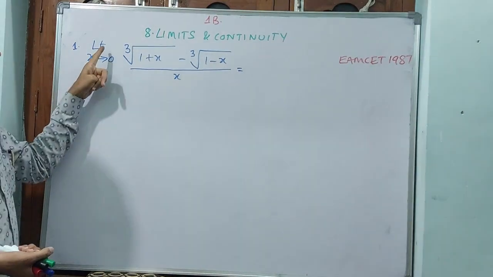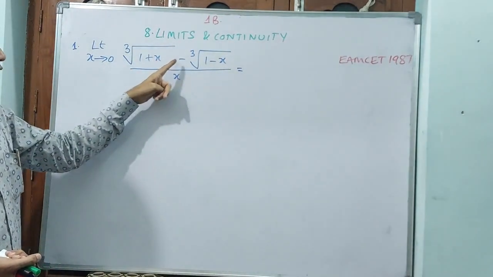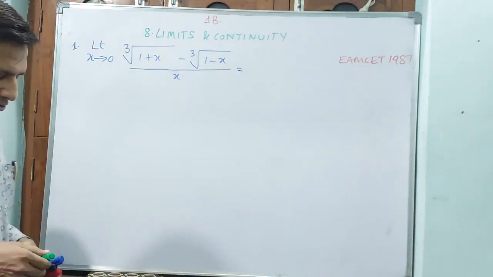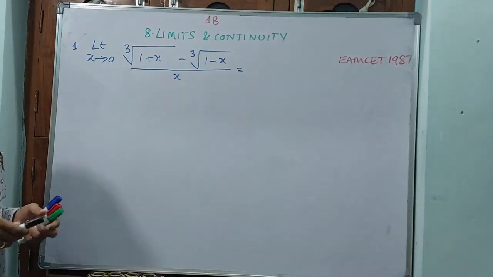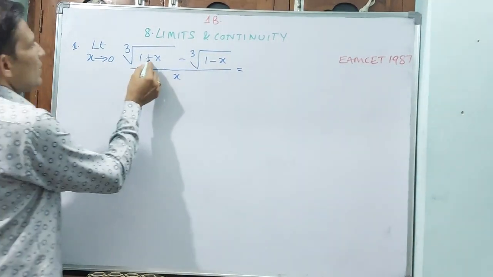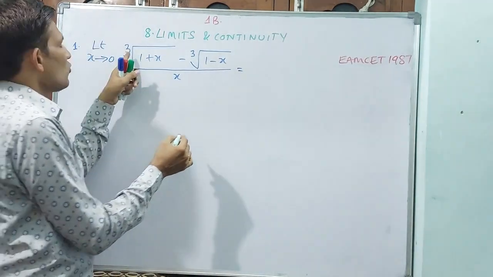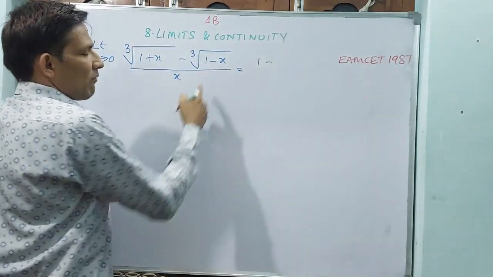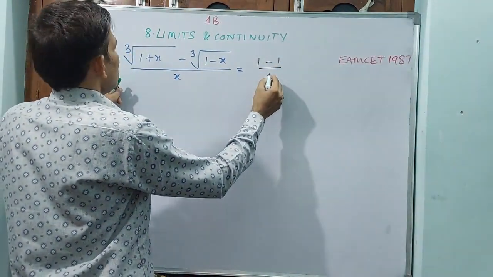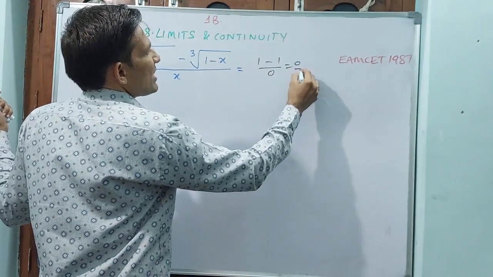First question is: limit x tends to 0, cube root of 1 plus x minus cube root of 1 minus x, divided by x, is equal to how much? If you apply the limit normally, 1 plus 0 is 1, cube root of 1 is 1, minus cube root of 1 minus 0, which is 1, divided by 0. That is 0 by 0.